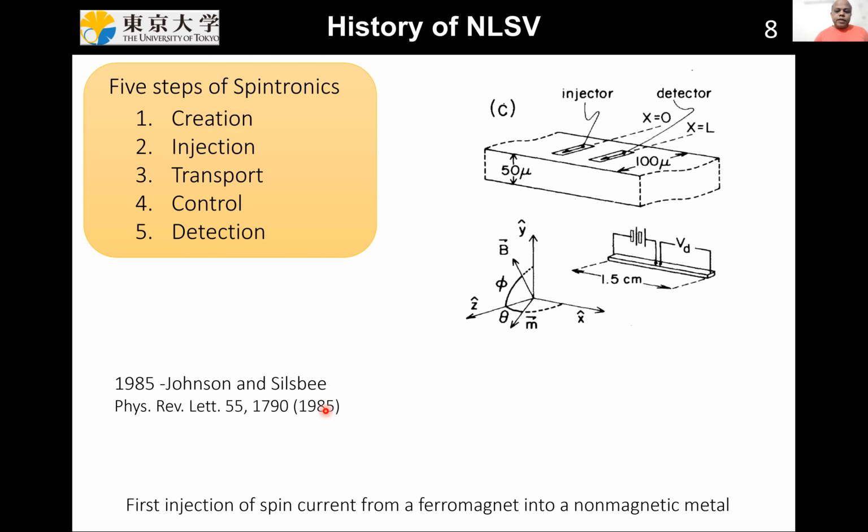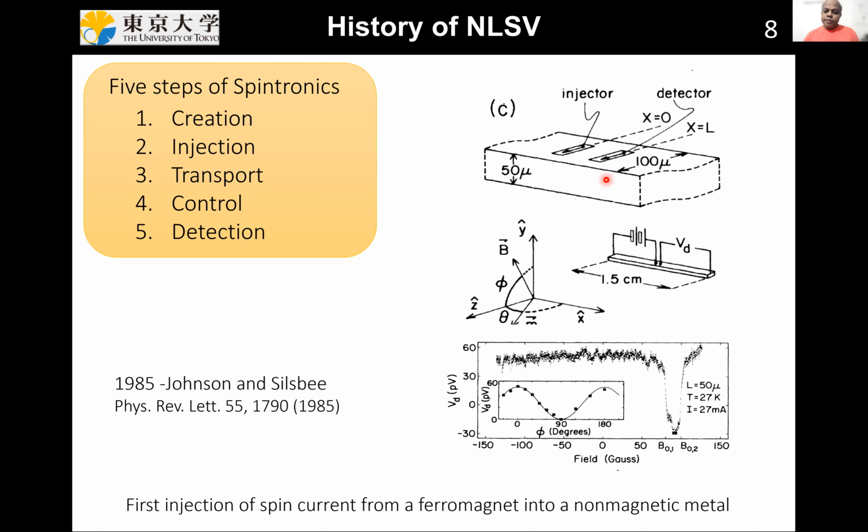So what they did is they took a piece of aluminum, and it is a micron scale device, quite a big device actually, 100 micron wide and 50 micrometer thick, and put ferromagnetic electrodes on top of it and measure these non-local devices. And they found that when these two ferromagnets are parallel, they have a positive non-local voltage, and when they are anti-parallel, they have a negative non-local voltage.